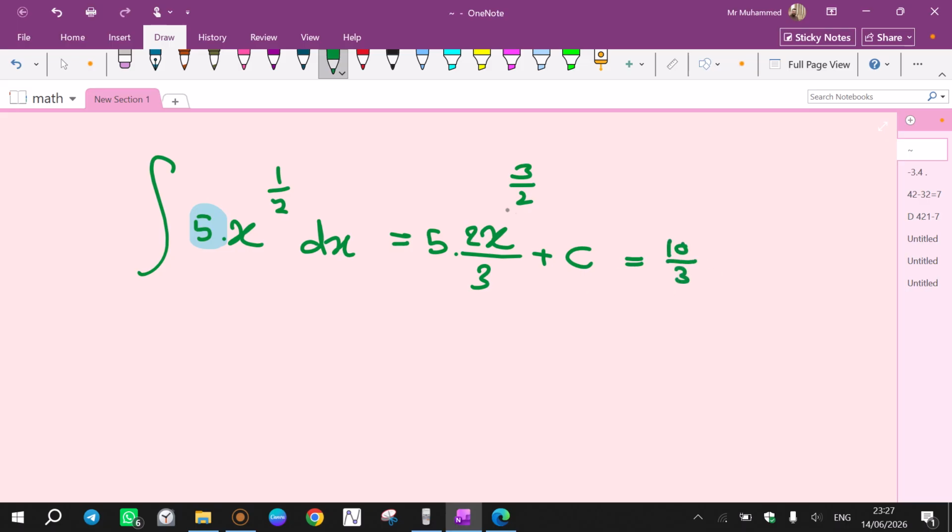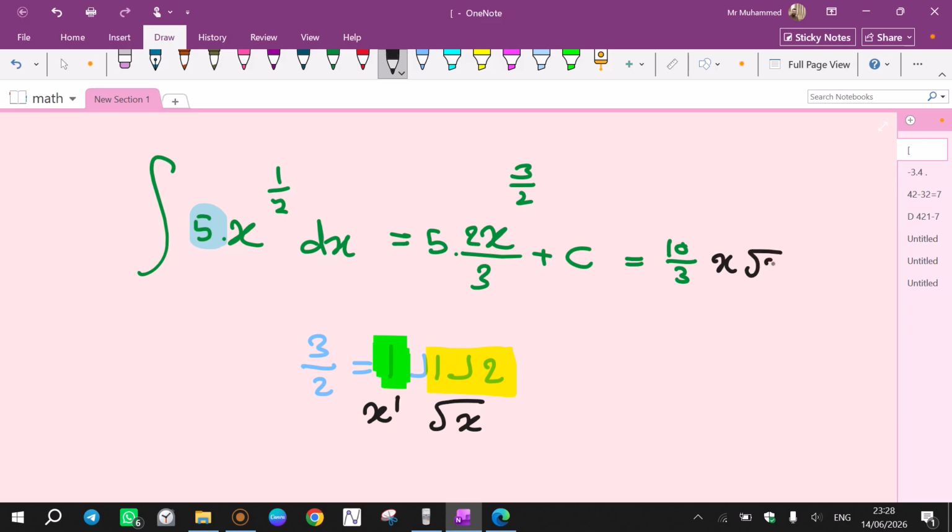X power 3 over 2, write in your calculator 3 over 2. The calculator says 1, 1, 2. This 1 over 2 is square root x, and this one alone is x power 1. So these are powers. This is x power 1, and this is x power 1 over 2, which is square root x. Now, instead of x power 3 over 2, I can write x square root x, and there's always plus c.